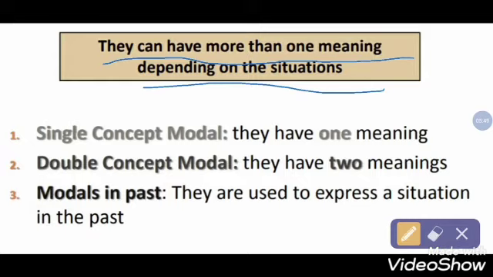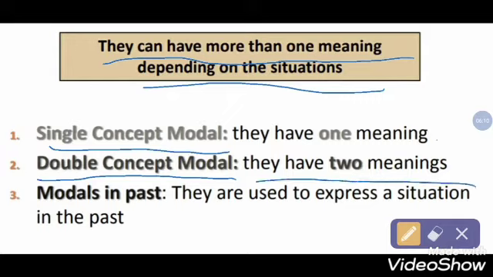categories. First is single concept modals, and it means they have one meaning. They are used for one thing, like only for advice or something. And next is double concept modals. It means they are used for, like, permission and advice both. They have two meanings that differ according to the situation.